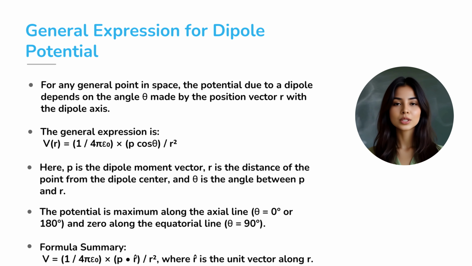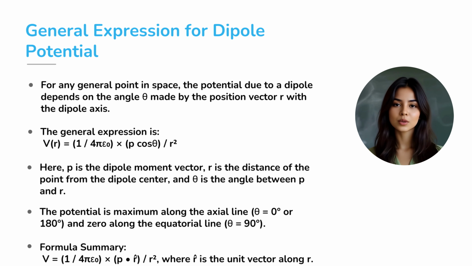But in most real-world cases, your observation point won't be strictly on the axis or on the equator. So what if the point is somewhere else, at a distance r from the center and making an angle theta with the dipole axis? In that case, we use the general formula for dipole potential. V of r equals 1 divided by 4 pi epsilon naught multiplied by p cosine theta divided by r squared.